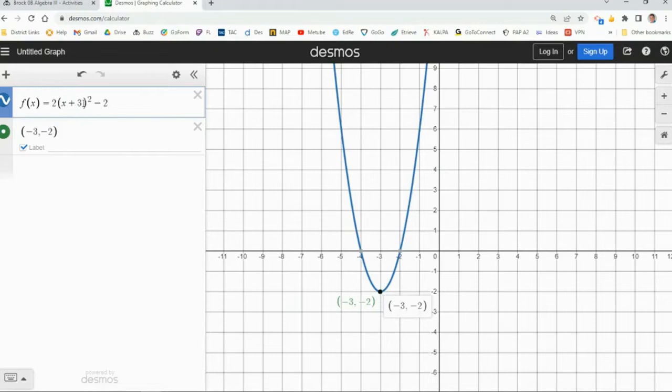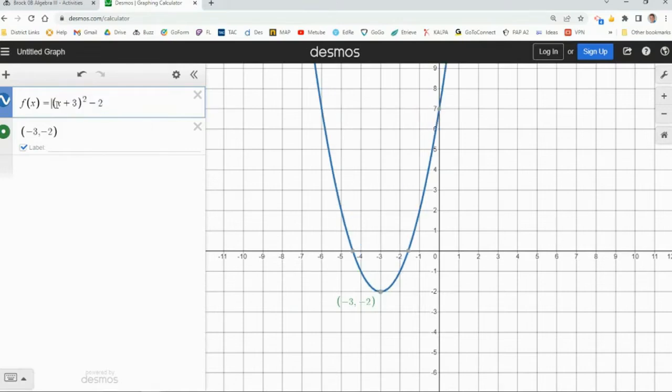So this is called the vertex form because right there in the equation, we can see what the vertex is, based on the h and the k. If we take off the 2, it just changes how wide it is. It doesn't change the vertex. H and k are the important parts of the vertex form.